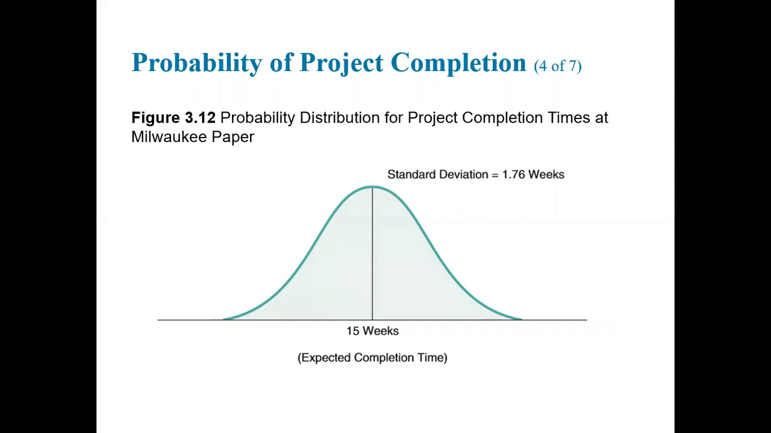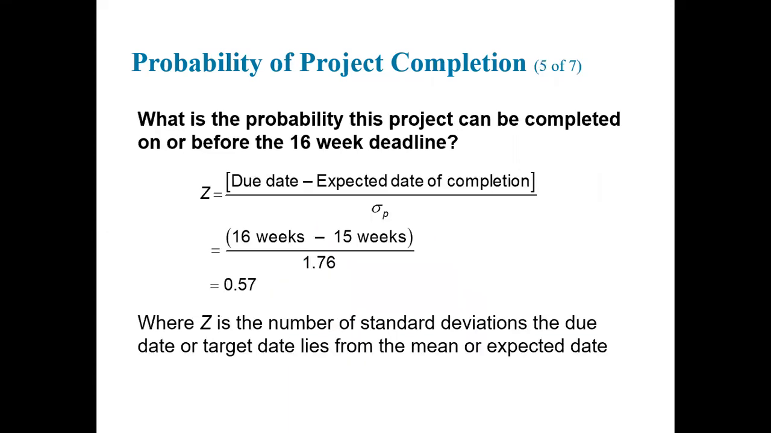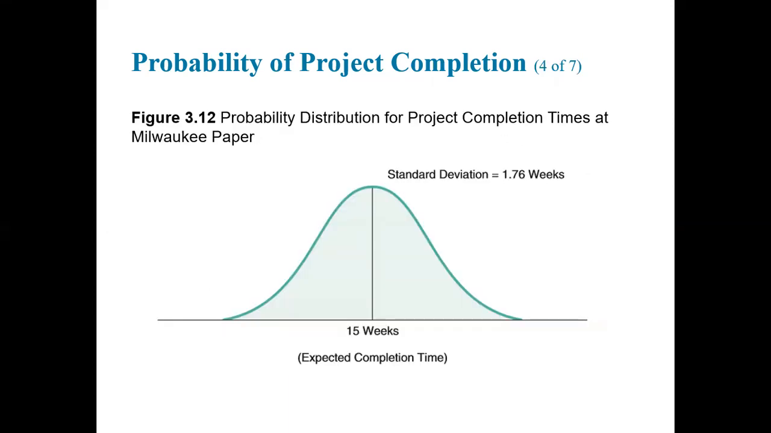So that requires us to calculate some z-scores. If we look at the example found in your textbook, we have a project that's scheduled to be completed in 15 weeks, and the standard deviation of the project, which is the square root of your project variance, is given here as 1.76 weeks.